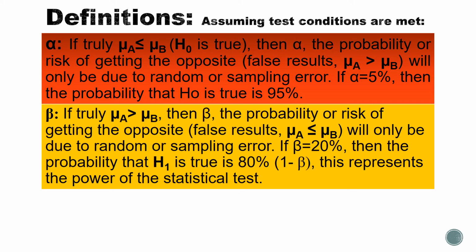And we fix this as 20%, but I said it depends on the conditions. Alpha and beta are always fixed at 20%. It depends on the test conditions. If we have a large sample size, we could decrease alpha.